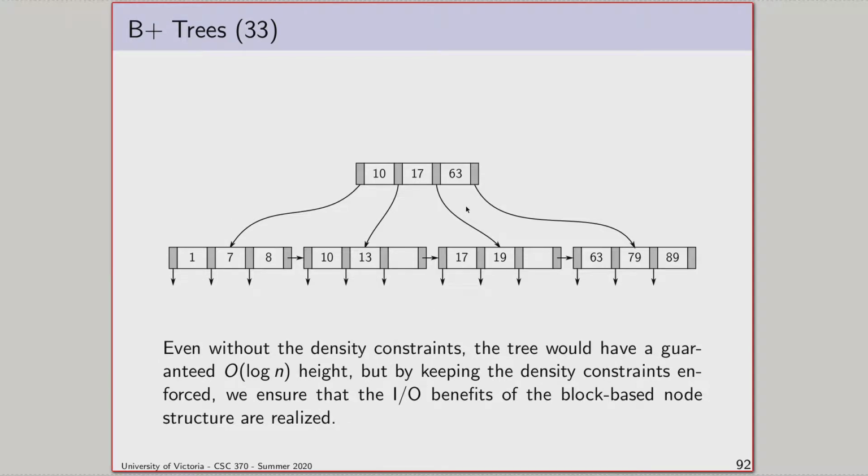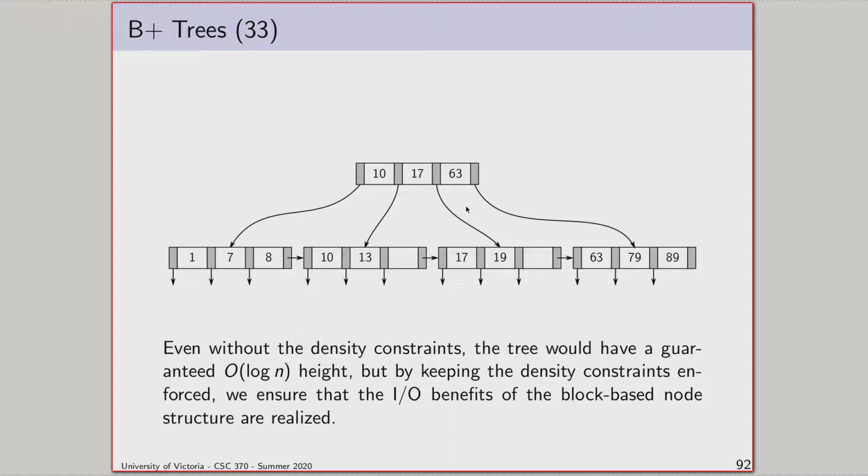Now, even if we didn't have the density constraints, there's a guaranteed log n height. It's just a question of what multiple of log n. The reason we care about keeping those density constraints enforced is I/O based. We want to make sure that we do as few disk I/Os as possible. And if we know that each node could be in a separate block, that means that every node that I read could be a disk I/O. And that means that I want to minimize the number of disk IOs. I want to make sure each node is worth it, which means each node is at least half full, basically, so that I'm getting some benefit by doing that disk IO.